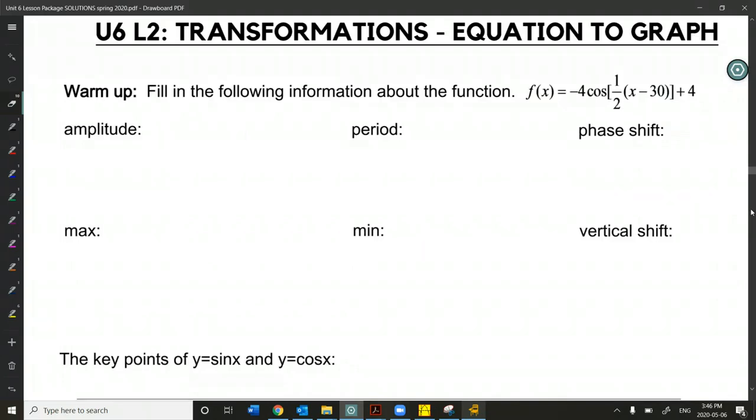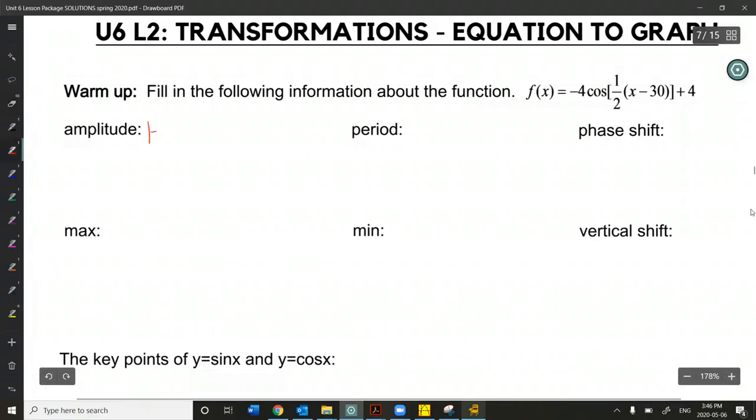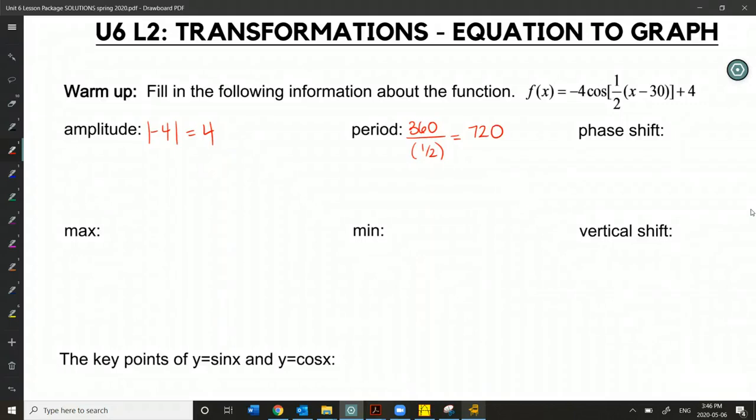So now that you've had a second to try this on your own, you should have taken the absolute value of your A value here in order to find your amplitude. So you should have got your amplitude as 4. Period is 360 over your K value, which in this case is 1 over 2. So when we flip and multiply, we get 270 for this. Phase shift, our D value is 30. So that means we're doing 30 units right.